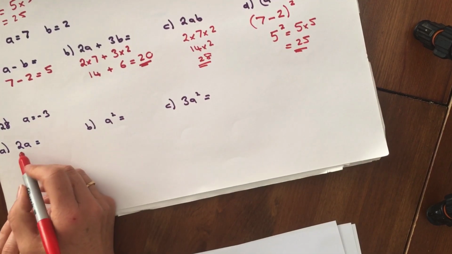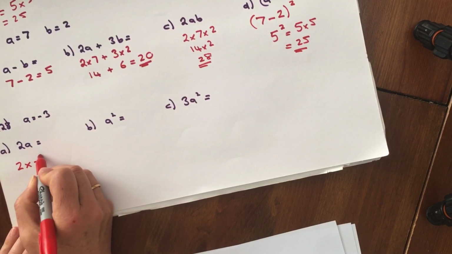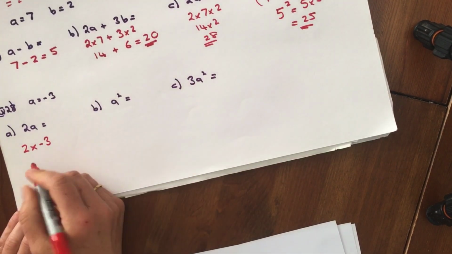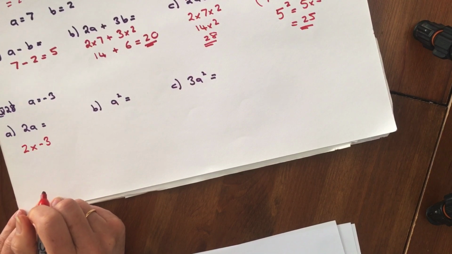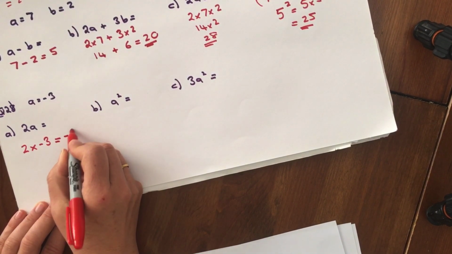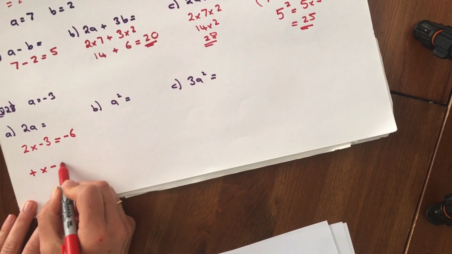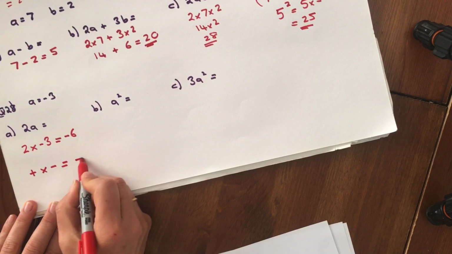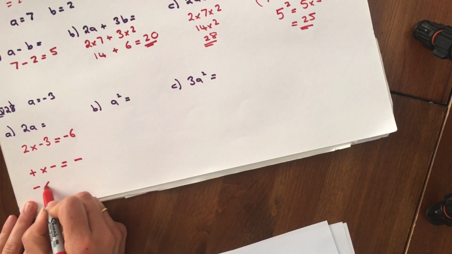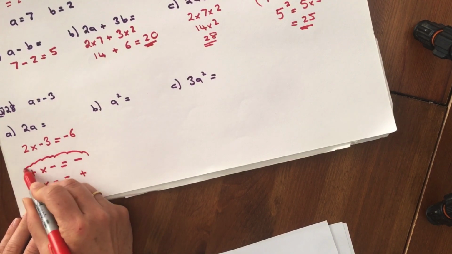Okay, 2a. Now a is -3, so we're going back to our negative numbers, which we did lots and lots of work on, and you were really good at negative numbers. Right, 2 lots of -3 is -6. Remember your rules of multiplying. A positive times a negative is always a negative. A negative times a negative is always a positive. Remember those rules.